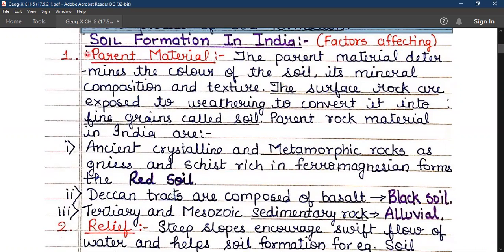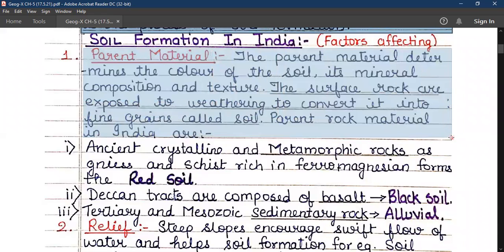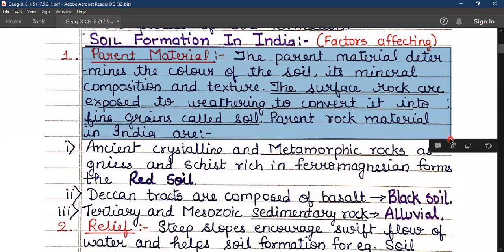These are, number one, parent material. Parent material determines the color of the soil, its mineral composition and texture. The surface rocks are exposed to weathering to convert them into fine grains called soil.